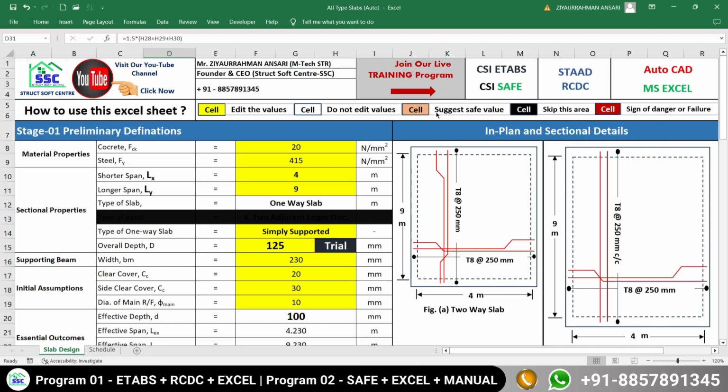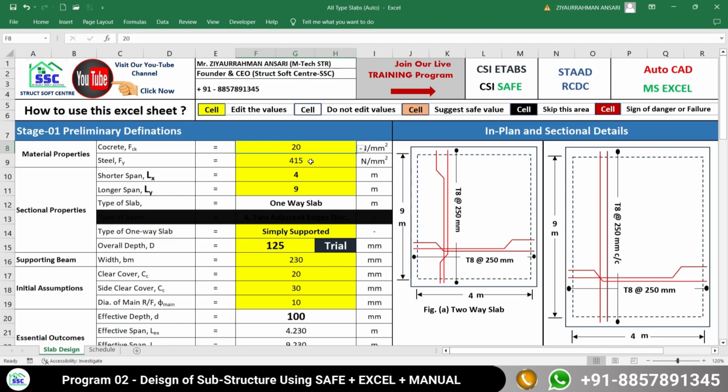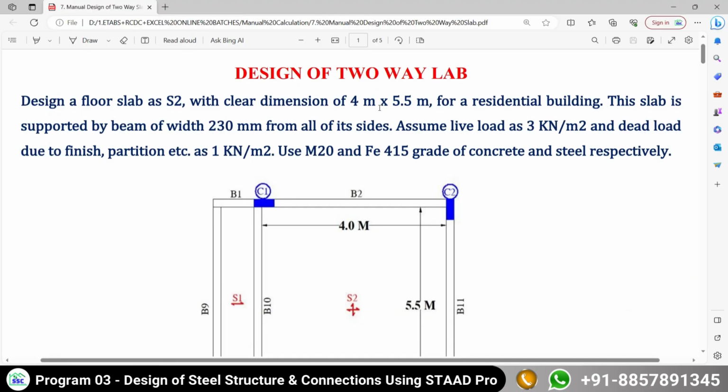And this cell will suggest a suitable value. The black cell you have to skip. And in the red cell, you will get the danger or the sign of the failure. So here the grade of concrete is what? M20, and grade of steel is Fe415. What is the shorter span? It is 4 meter. Longer span is 5.5 meter as per our problem statement.